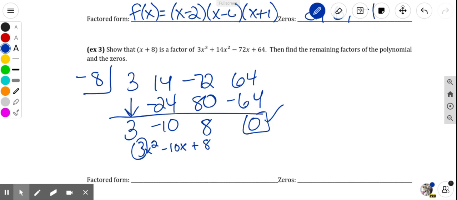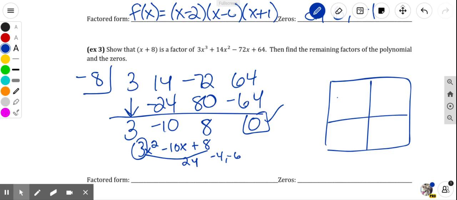For box or grouping, I'm going to do box because most of you have chosen box method as your favorite. But either way, the beginning steps are the same. You multiply 3 and 8 to get 24. You think about numbers that multiply to 24 and add to negative 10. It ends up being negative 4 and negative 6. Then you make a 2 by 2 box. I'm going to do that over here.